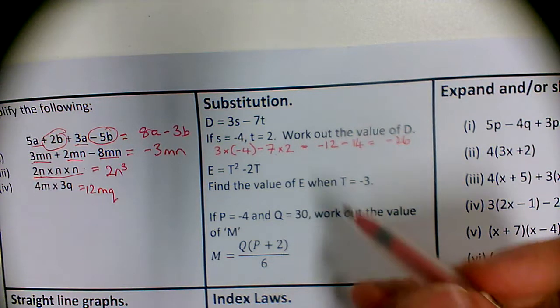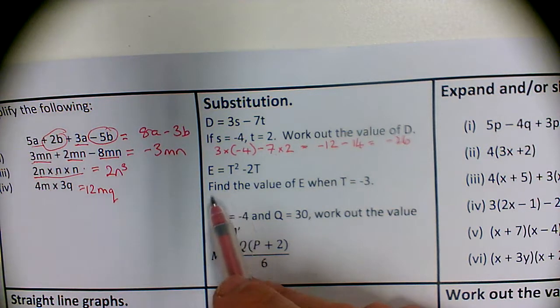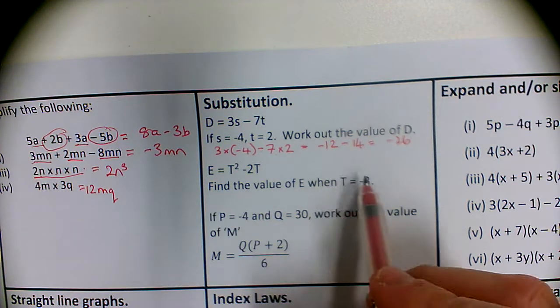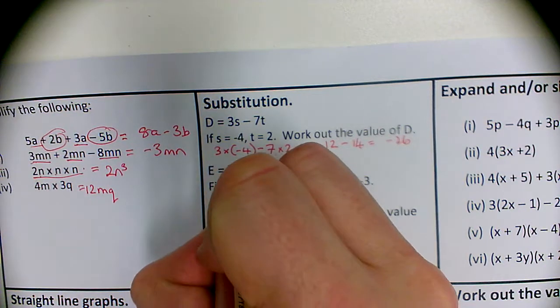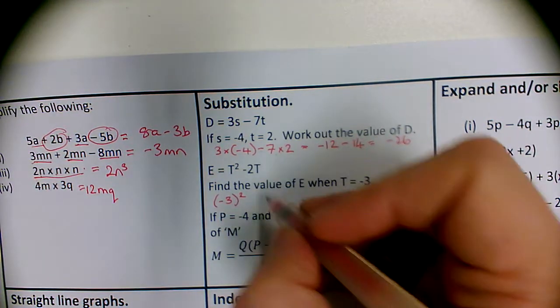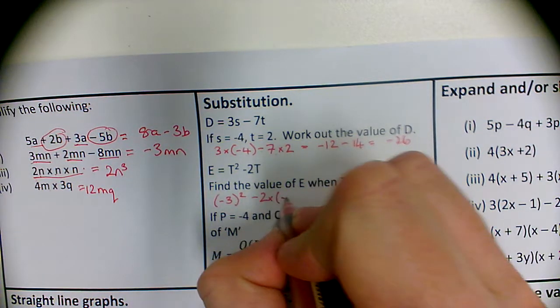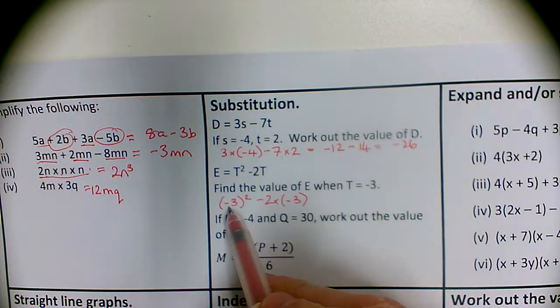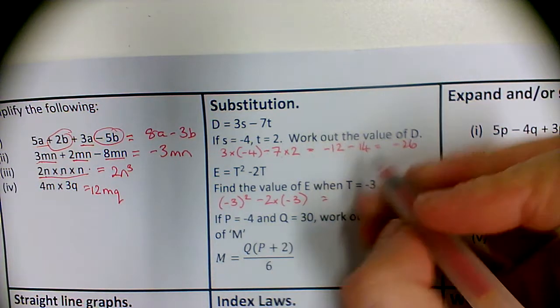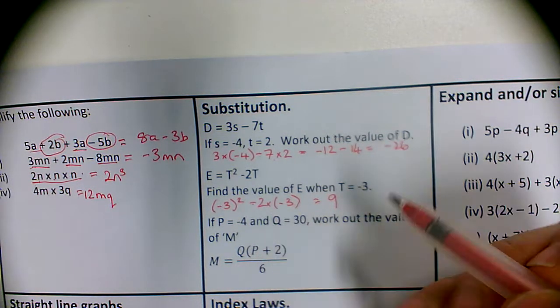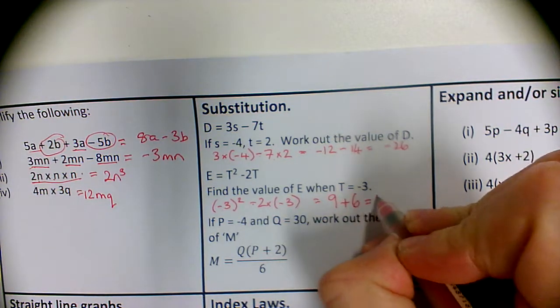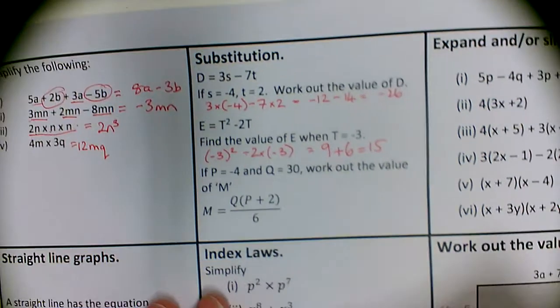The next one requires me to do the same, but I'm substituting t is negative 3, and I've got a squared term. So be very careful, put it in brackets, like that. So negative 3 squared, that's negative 3 times negative 3, that's positive 9. And I've got negative 2 times negative 3, which makes positive 6, so my answer is 15.